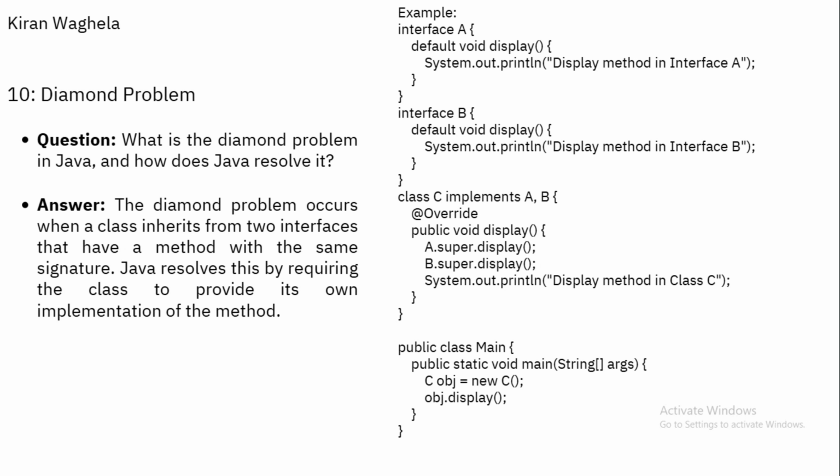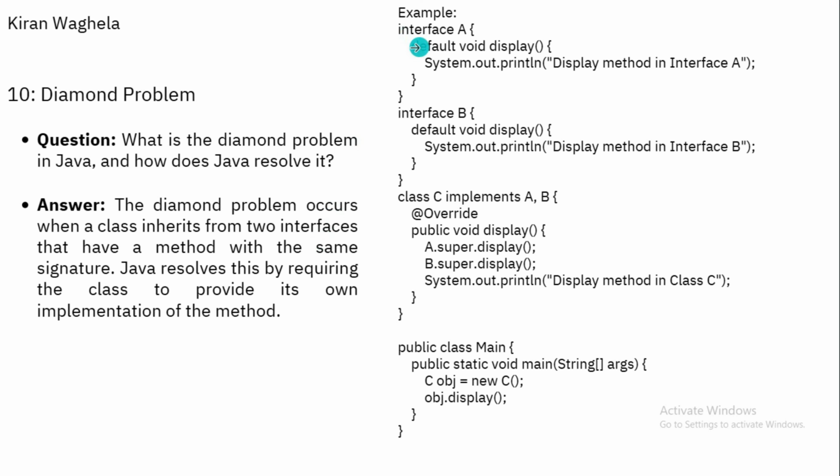Next question is in the category of the diamond problem. This is the most popular, frequently asked question category. What is the diamond problem in Java, and how does Java resolve it? The diamond problem occurs when a class inherits from two interfaces that have methods with the same signature. Java resolves this by requiring the class to provide its own implementation of the method.